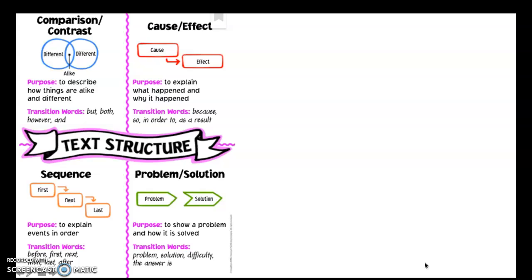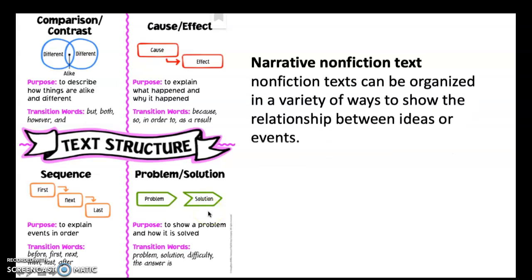Let's begin by looking at our anchor chart for text structure. We've discussed this chart several times before. So we talked about compare and contrast, how you're describing how things are alike or different. We've talked about cause and effect, what is happening and the effect that it has. We've discussed sequence, first, next, then, and last, and problem and solution, showing what the problem was and how it was solved.